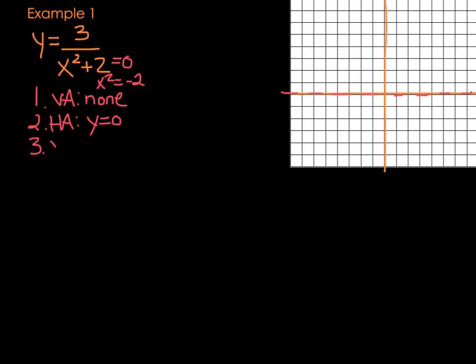Third thing, x-intercepts. When it crosses the x-axis, y is 0. So if I set my numerator equal to 0 here, I wouldn't get any x values. And if that happens, that's okay. We don't have any x-intercepts. There's none.